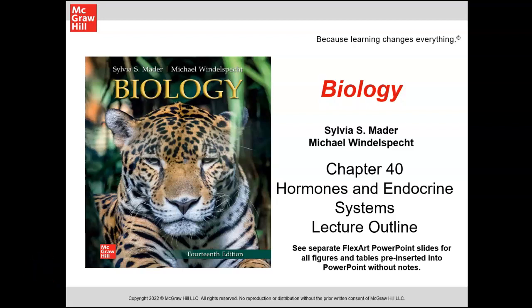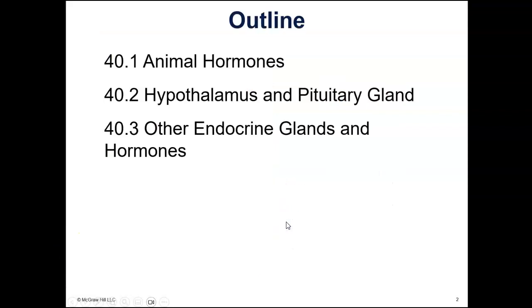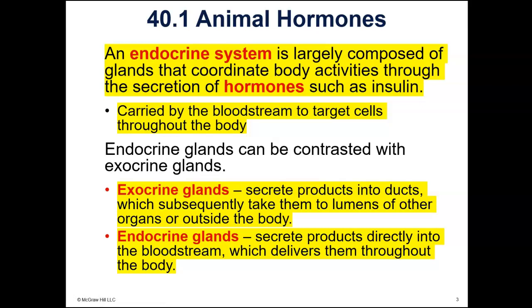These are the lecture notes for Chapter 40 on hormones and endocrine systems. And of course, we'll be focusing more on the human endocrine system. The sections that we'll cover are animal hormones, and mostly we'll cover human hormones; the hypothalamus and pituitary gland, their relationship and how they control certain functions through hormones; and then the last section is on other endocrine glands and hormones.